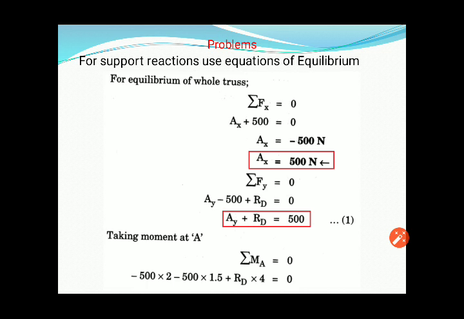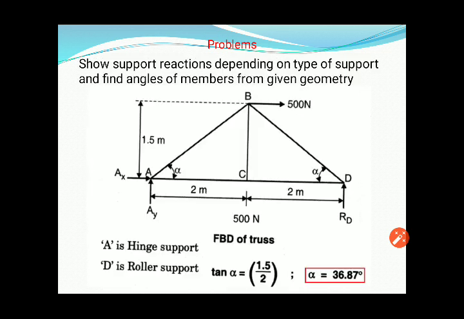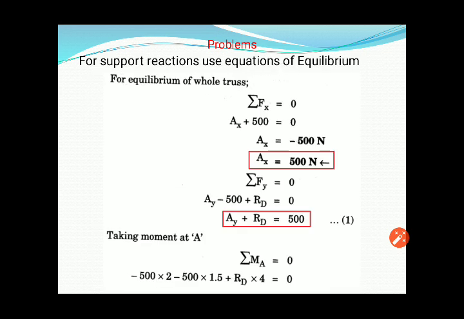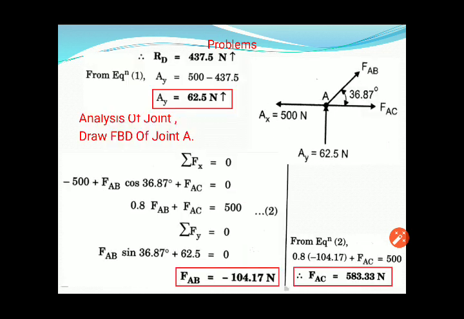Now AY and RD we don't know. So take moment about A, or you can take moment about D. Now I will take moment about A. What will happen? AY is passing through the same point, AX is also passing through the same point. So if I take moment about A, which forces remain? This force and RD. So taking moment about A, minus 500 into 2, minus 500 into 1.5, plus RD into 4. So here you will get value of RD, that is 437.5. When you replace in equation 1, you will get value of AY. Now we got support reactions AX, AY and RD.